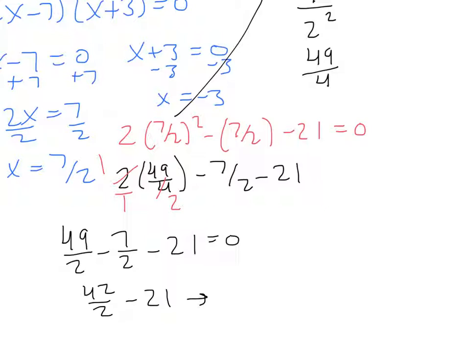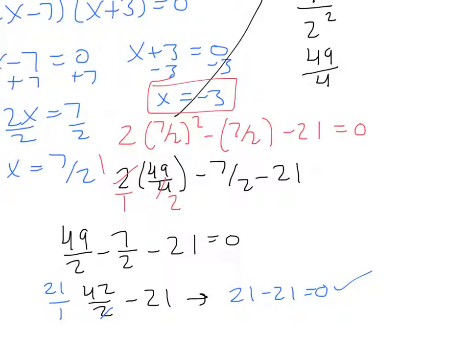42 over 2 is going to reduce. This will become 1, and then we'll divide 42 by 2, which is technically what that is. So we get 21 over 1, which is the same thing as 21. So we get 21 minus 21 equals 0, which means it works out. You'll want to go back and make sure this x minus 3 does that, but it's pretty obvious it's going to work out that way.